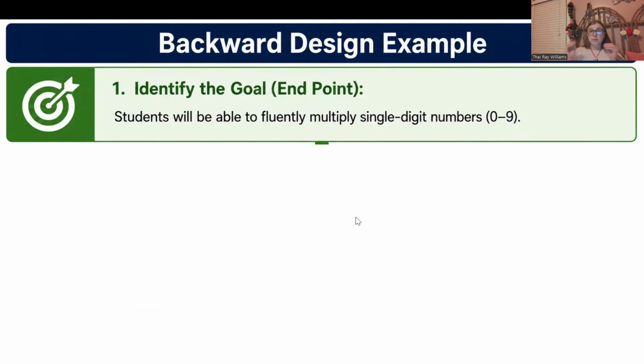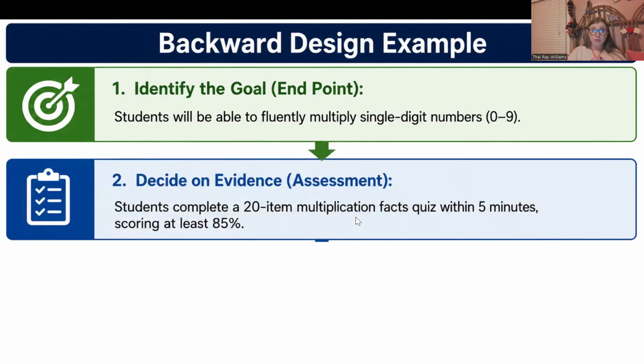So if I were starting by identifying the goal, that end point, that result I want to reach, I might say to myself, you know what? At the end of this lesson or at the end of this unit, what I want students to be able to do is to fluently multiply single digit numbers. So that's what we're working on, multiplication. But it's not just being able to do it, I'm looking at fluency.